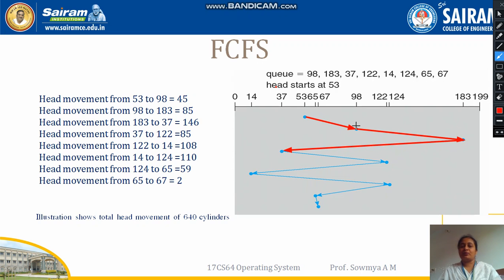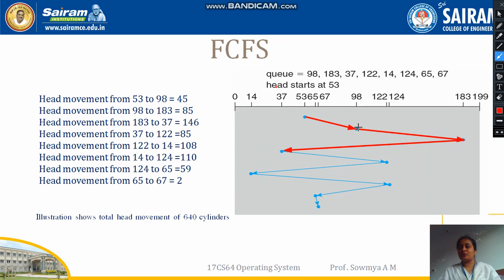While moving the head, you have to calculate the amount of head movement from one value to the next. The head was at 53, and first it moved to 98. How many head movements? 98 minus 53, so 45 head movements happened to move from 53 to 98.